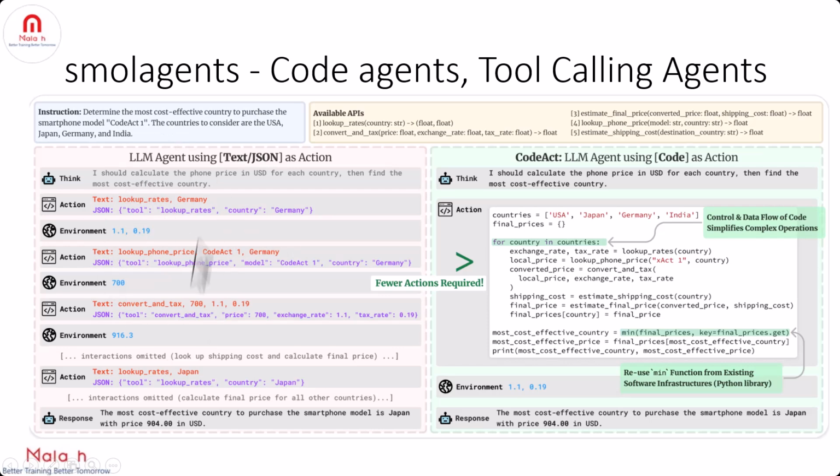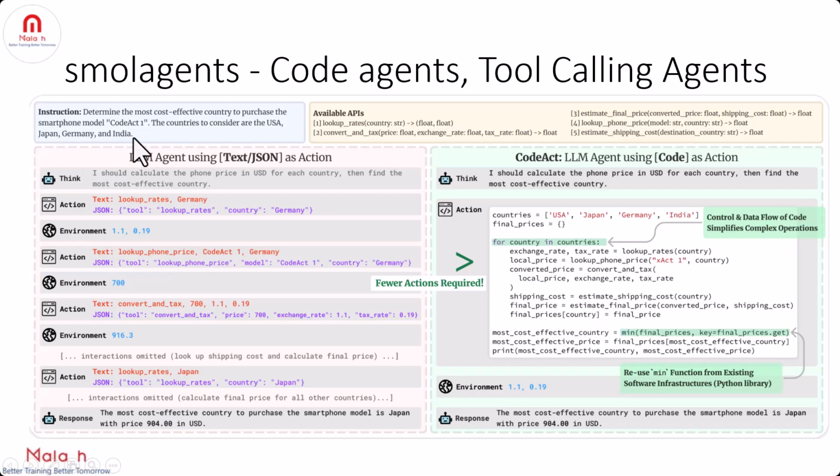In the first case, the agent receives the action in JSON format, so here the tool is passed as text. In the second case, that is the code agent, the agent receives the action as code. So here the tool is passed as code. The agent calculates the phone price for each country individually and then compares and determines the best phone. So the tool is passed as text or JSON in the first case, and in the second case the tool is passed as code for an agent to perform an action. And here we only have USA, Japan, Germany and India.